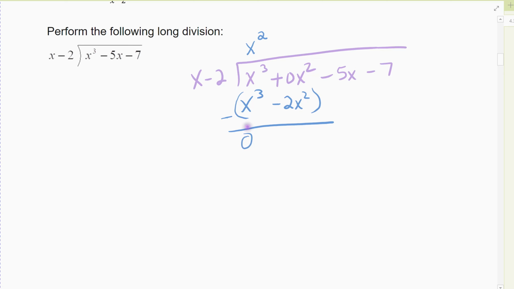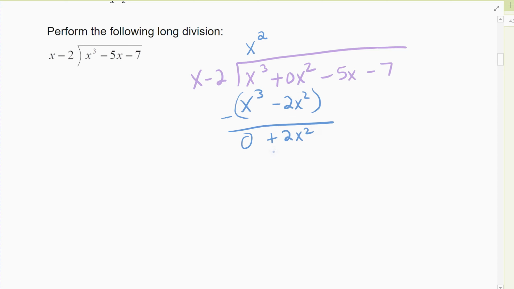So this zeroes out, which is what I wanted. I needed the 0x squared here because I can only add like terms together. I can only subtract like terms. So I take 0x squared minus a negative 2. So remember, it's minus a negative 2. So minus the negative really means the positive 2x squared.